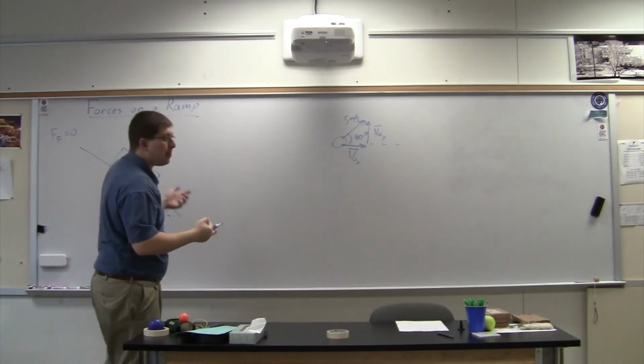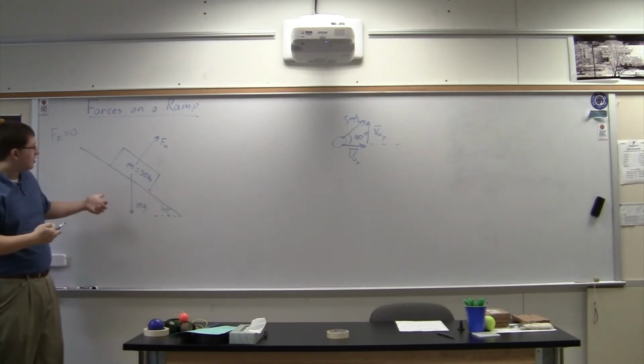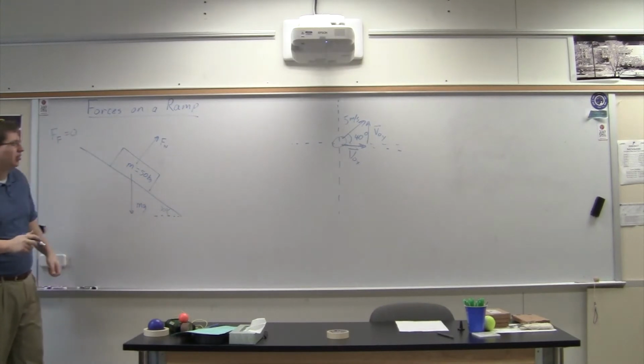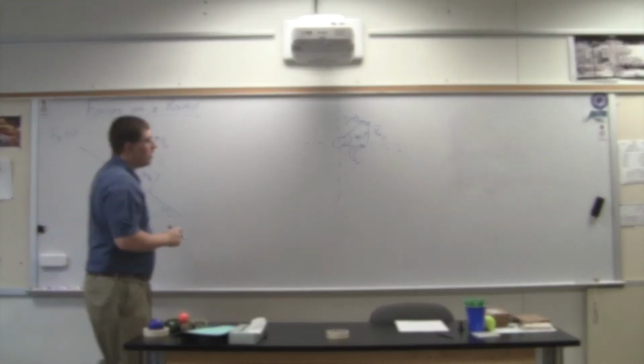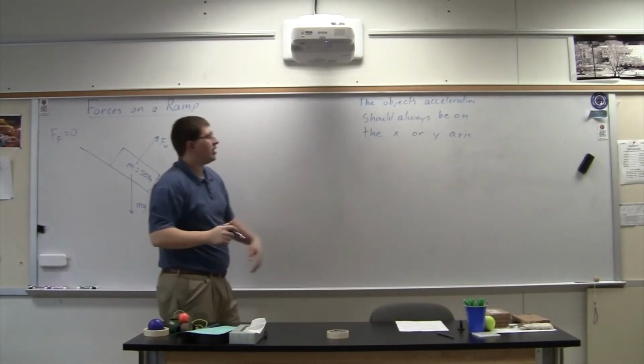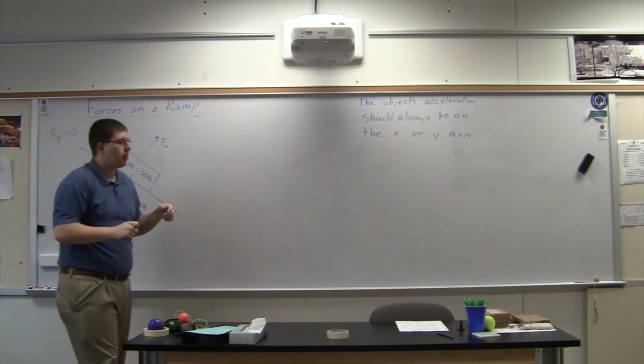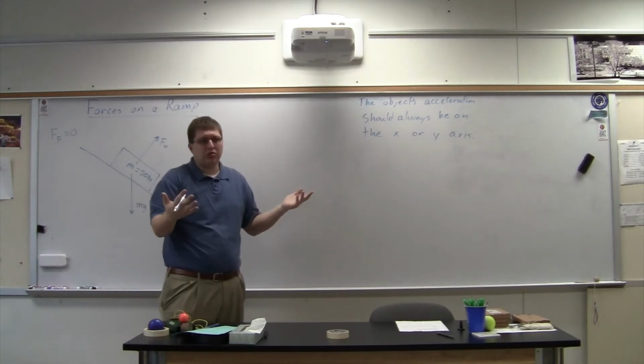So it's going to be the same basic idea over here. We're going to need to split a vector up into x and y components. Well, over here things are going to be a little different. I'm going to follow a specific rule. My rule is the object's acceleration should always be on the x or y axis. Normally, that's what we do just naturally.